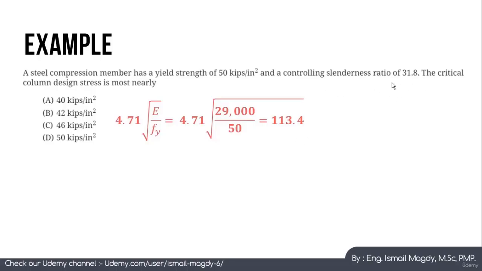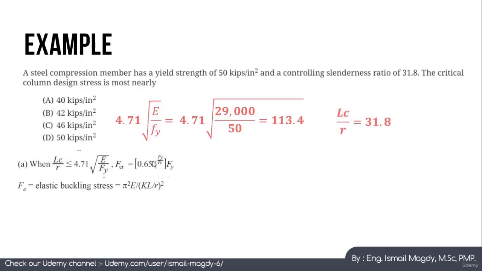And you know that the slenderness ratio you have here is 31.8, which means that the slenderness ratio is less than our limit, which is 4.71 root E over F yield. This means that FCR is going to be governed by this equation, which is 0.658 power F yield over FE, all multiplied by F yield. So now we need to calculate FE, which equals pi squared E over KL over r all squared. So this is the equation for the FE.